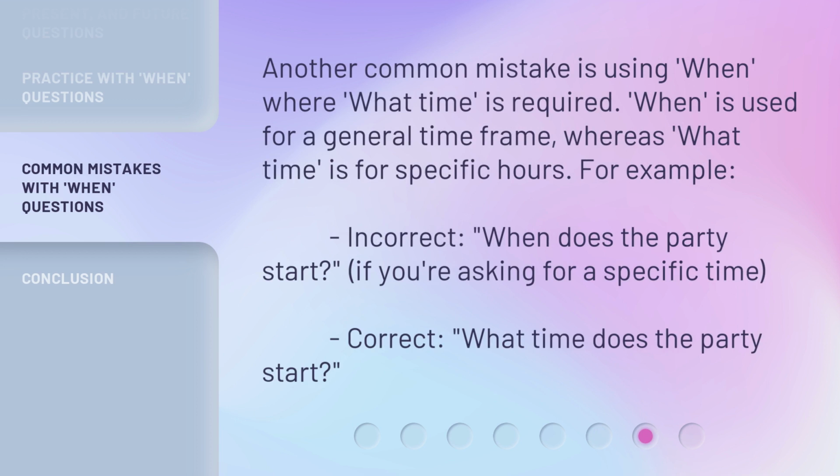Another common mistake is using when where what time is required. When is used for a general time frame, whereas what time is for specific hours. For example, incorrect: when does the party start, if you're asking for a specific time. Correct: what time does the party start?